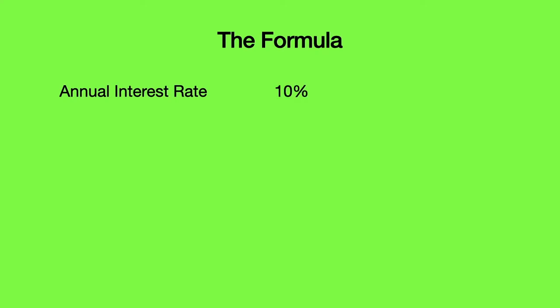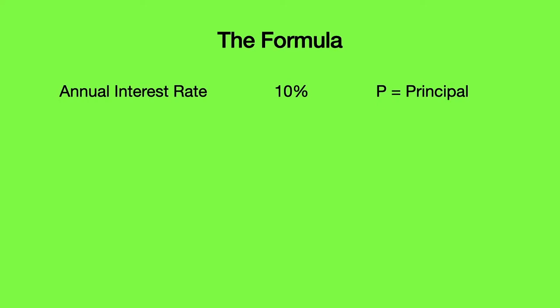The best way to do this is to do part algebra and part simple figures. So I've gone for an annual interest rate, so it's going to be calculated yearly, of 10%. So simply 0.1 as a decimal.